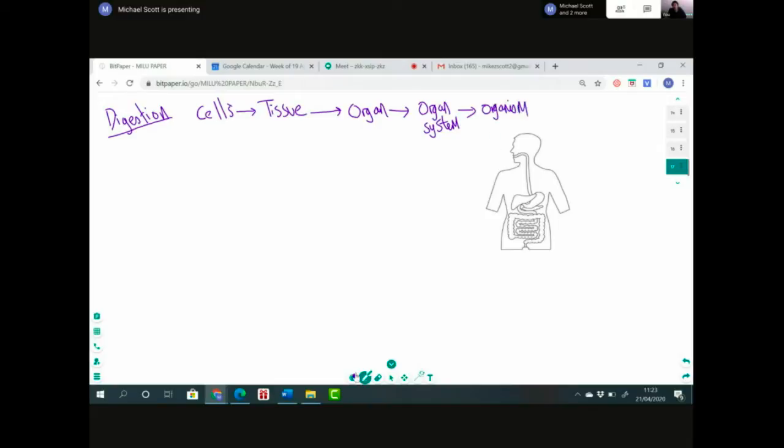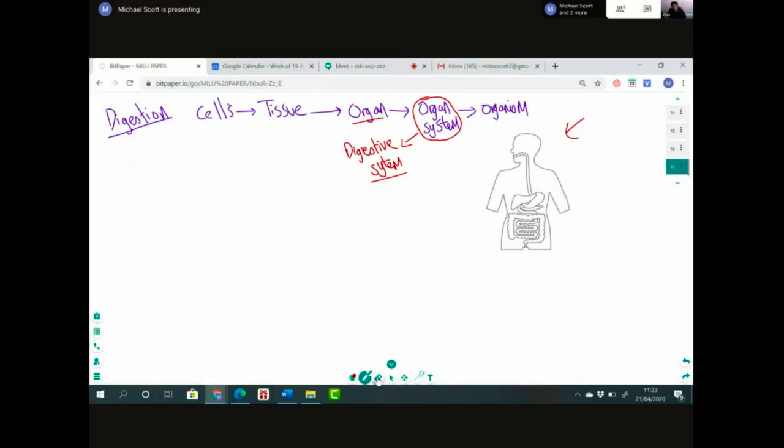And what we're going to do in this lesson today is focus purely on one of those organ systems. And that organ system is the digestive system. You can see here that I've got a diagram ready to be labeled. And we're going to label all of the key organs that make up the digestive system.